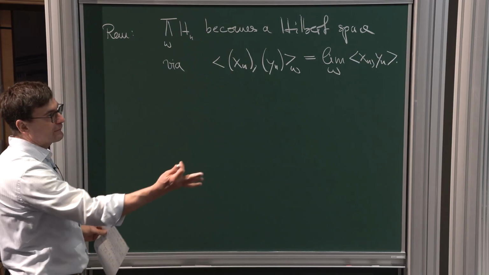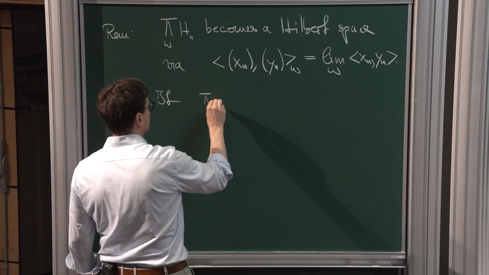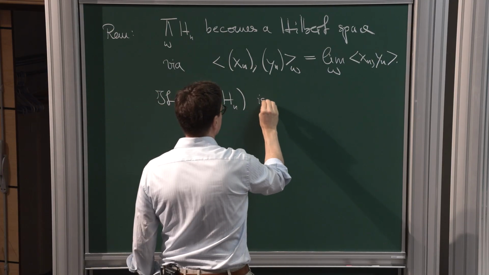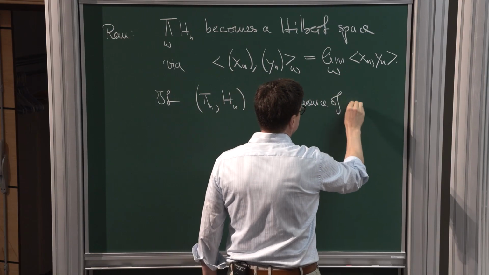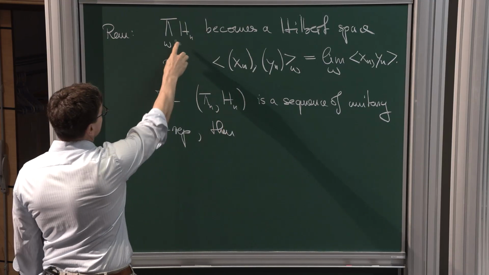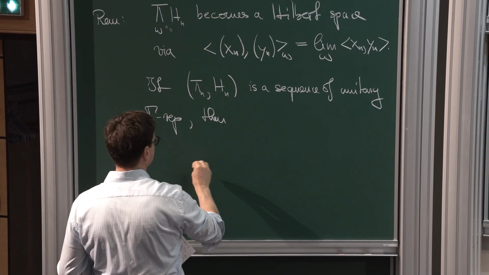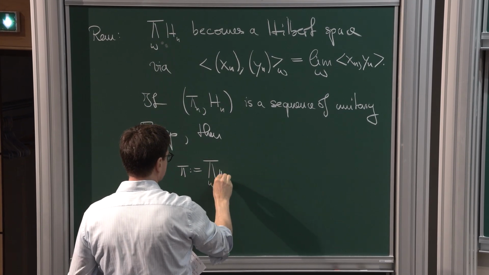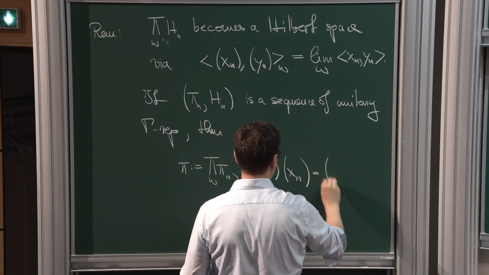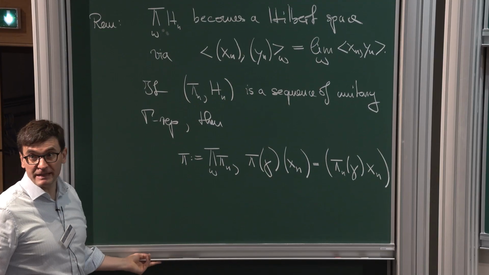So if you have not just a sequence of Hilbert spaces, but a sequence of representations, so if pi n, and let me denote it now like that, if Hn is the underlying Hilbert space of the representation pi n, is a sequence of unitary gamma representations, then this thing becomes also a gamma representation, by the diagonal action of gamma.